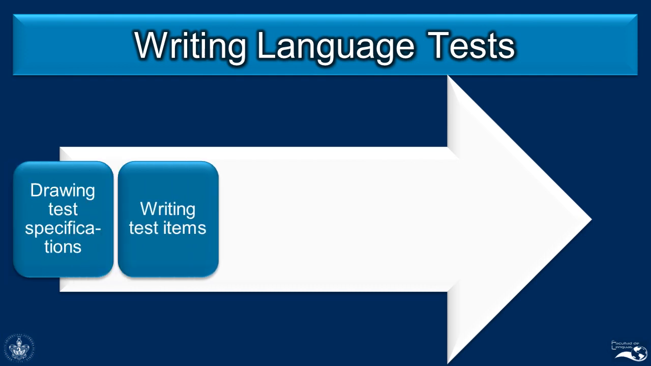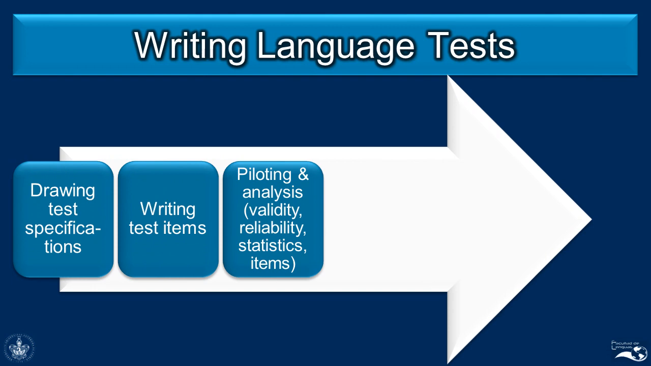The second obvious step is writing the test items. That means all of the questions that constitute the body of the test. The third step will be piloting the items, and in this case we're going to analyze the validity, reliability, and we're going to perform a statistical analysis of all the results as well as specific item analysis to make sure that the items work the way that we want them to work.